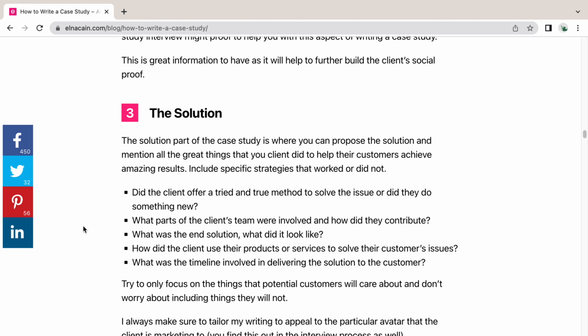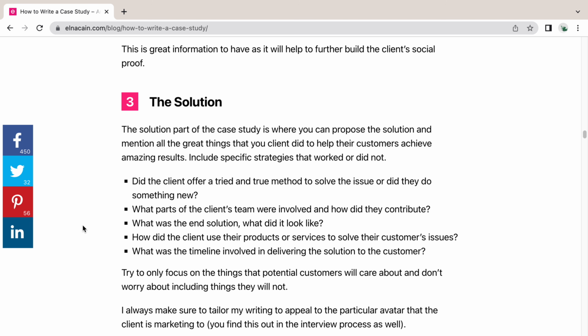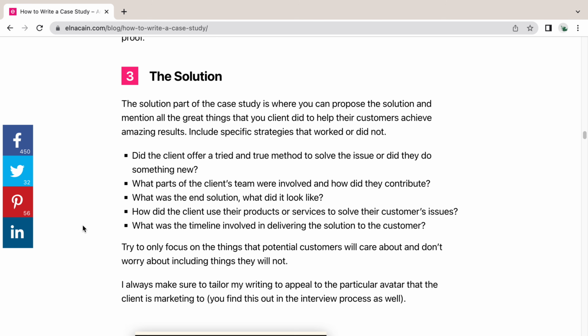So the solution of the case study is where you can propose the solution and mention all the great things that your client did to help their customers achieve amazing results. Now, include specific strategies that worked or did not. Did the client offer a tried and true method to solve the issue, or did they do something new? What parts of the client's team were involved and how did they contribute? What was the end solution? What did it look like?